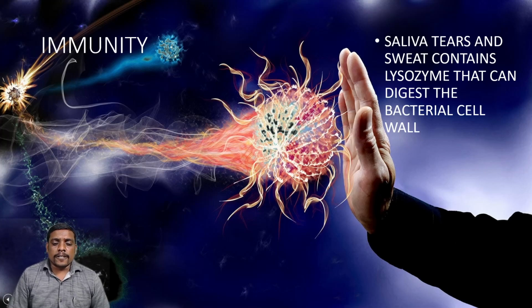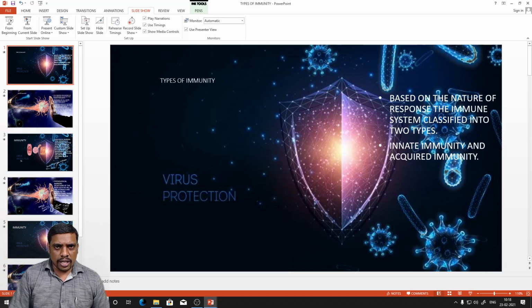Now, as I said earlier in the previous slides, saliva, tears and sweat contain lysozyme that can digest the bacterial cell wall or prevent the entry of microbes into our body. Clear, students? I hope so.